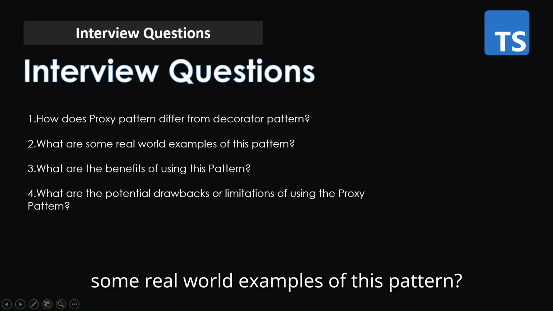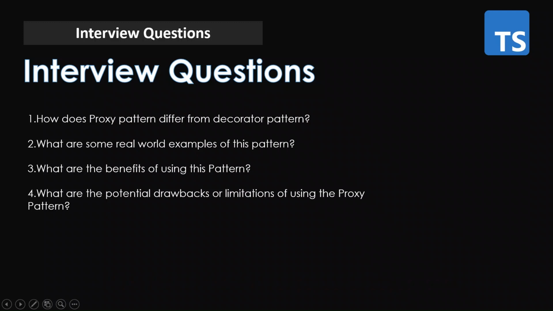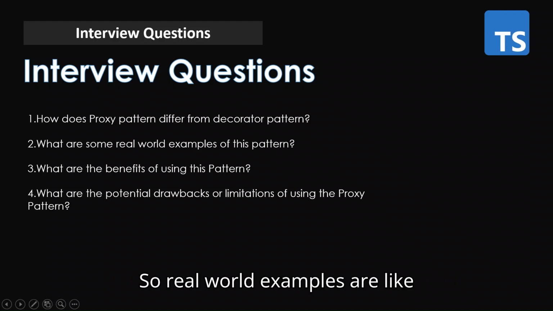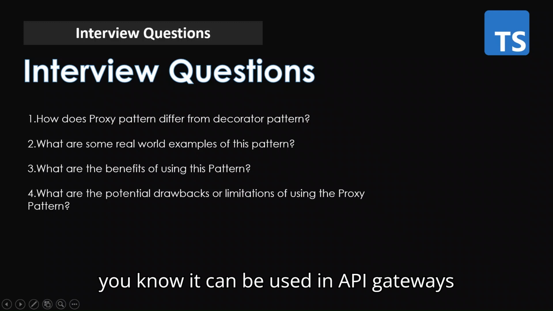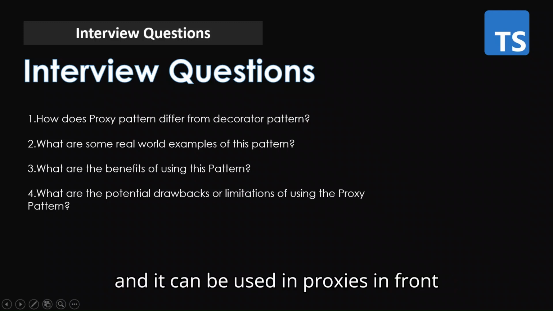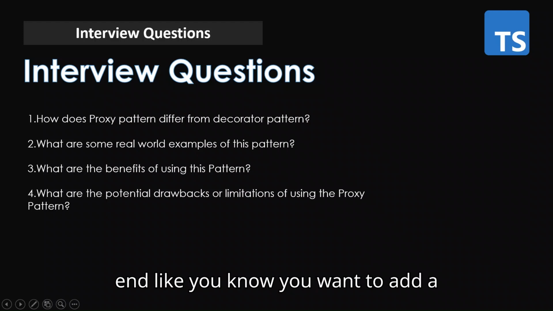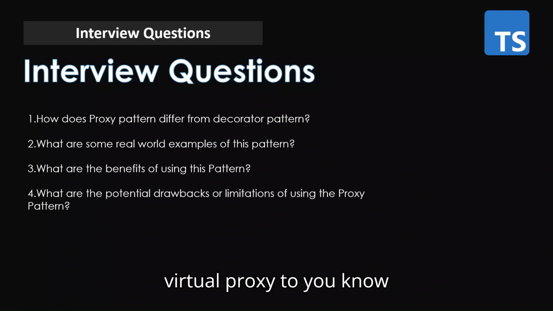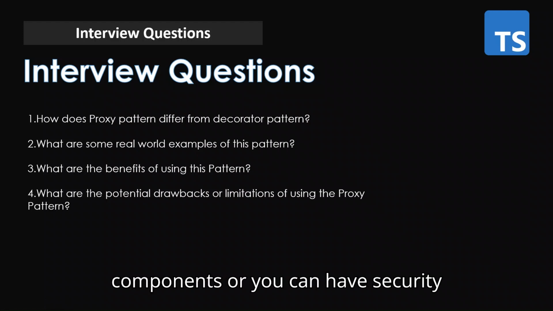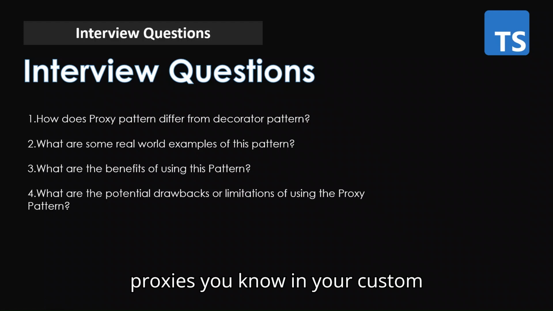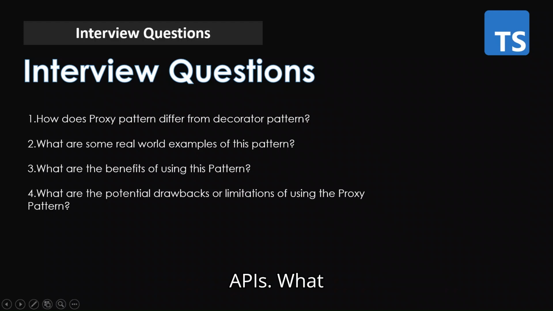Now, what are some real world examples of this pattern? So real world examples are like, it can be used in API gateways, and it can be used in proxies in front end, like you want to add a virtual proxy to just delay the loading of heavy components, or you can have security proxies in your custom APIs like that.